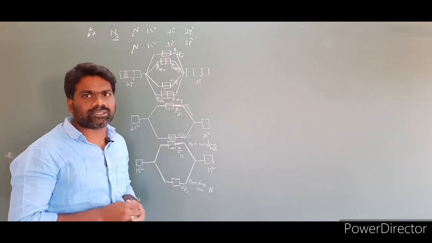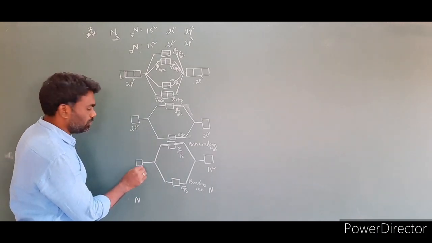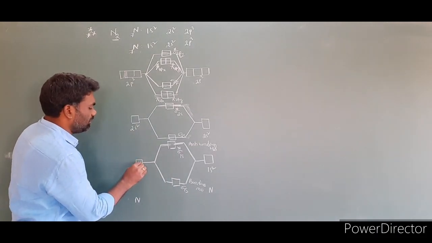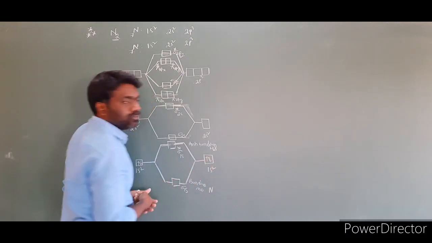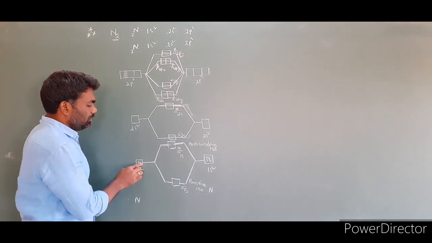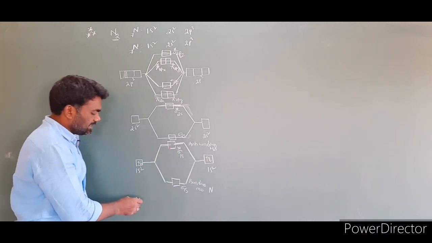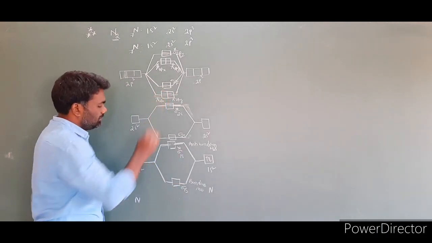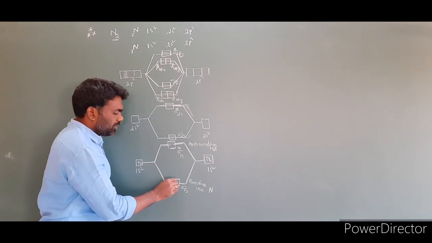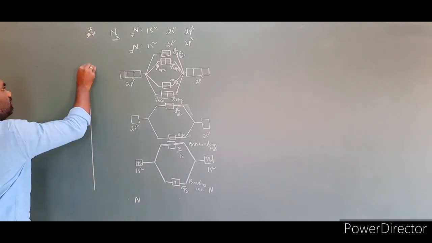Then we have to fill in the electrons. Here there are 2 electrons in the atomic orbital, and here also 2 electrons. 2 plus 2 gives a total of 4 electrons. These 4 electrons we have to fill in the molecular orbitals. First we have to fill the lower energy orbitals, following the energy order.